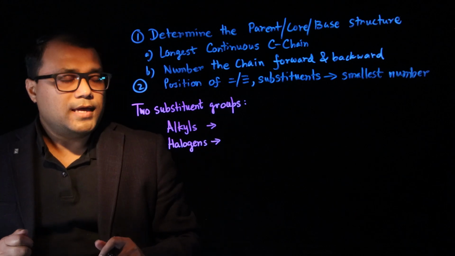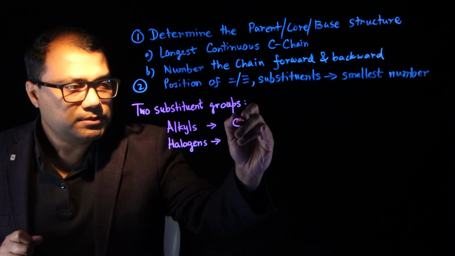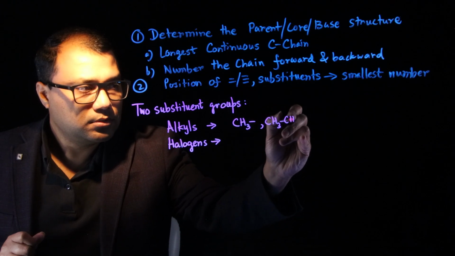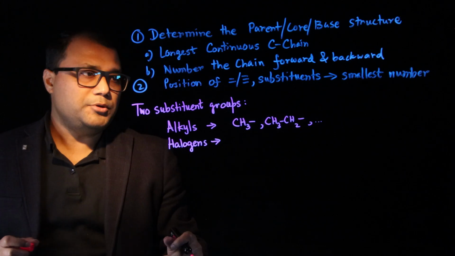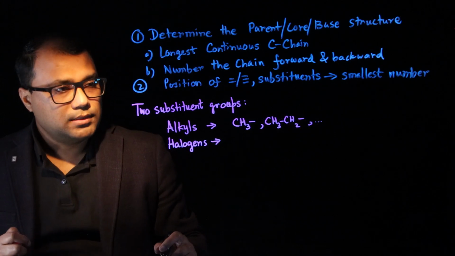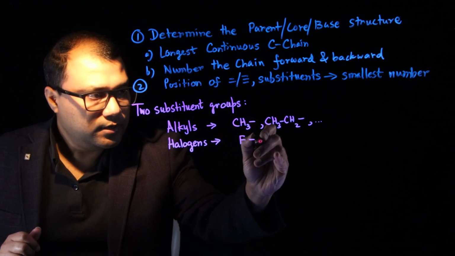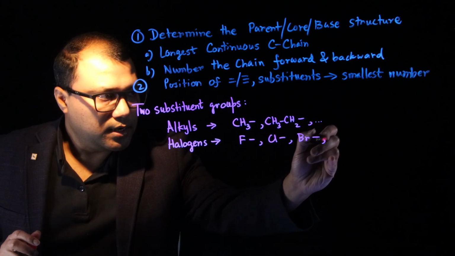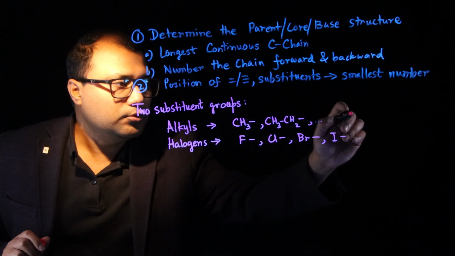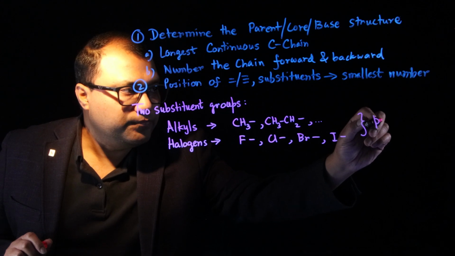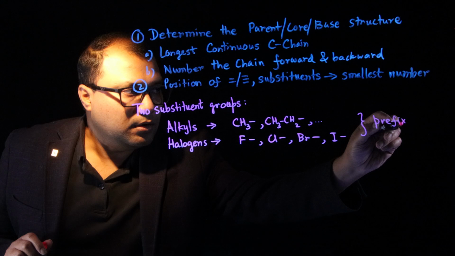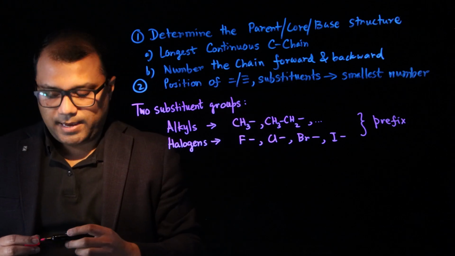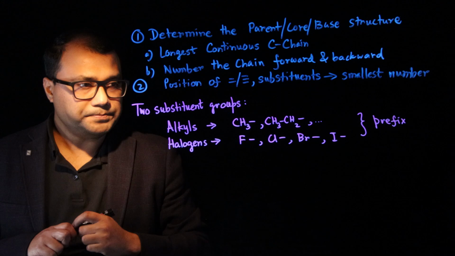Okay. So alkyl groups, like we mentioned, we gave some examples before. This is the methyl group. Then we could have an ethyl group and such, propyl, butyl and such, okay. Halogens are fluoride, chloride, bromide, iodide, okay. Both of these, we prefix the name of the alkyl group or the halogen group to the base name or base structure.